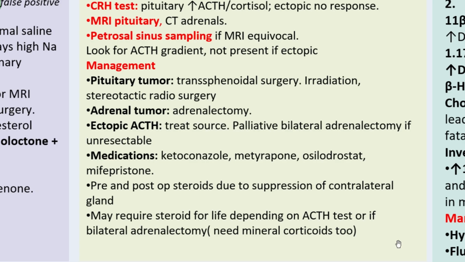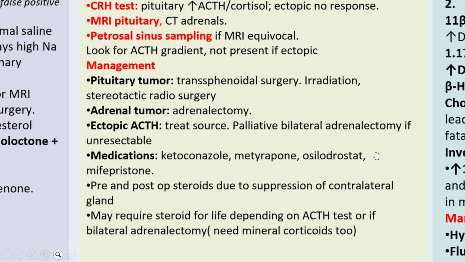Then we have, if it's an adrenal tumor, you want to do an adrenalectomy or remove the tumor. Then if it is an ectopic ACTH, you want to treat the source. For example, with those cancers, you want to manage those cancers. Then sometimes if we cannot resect the primary tumor producing the ACTH, we can go ahead and do what you call a bilateral palliative adrenalectomy, where you remove the adrenal glands so that you have a cessation of production of this. And sometimes the medications we can use are ketoconazole, metyrapone, or mitotane and mifepristone.